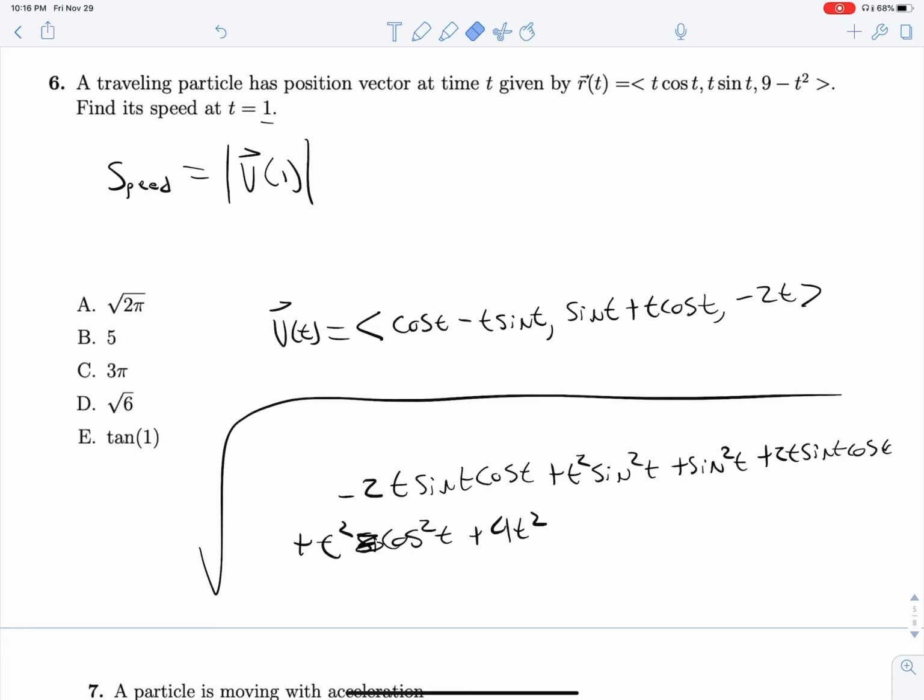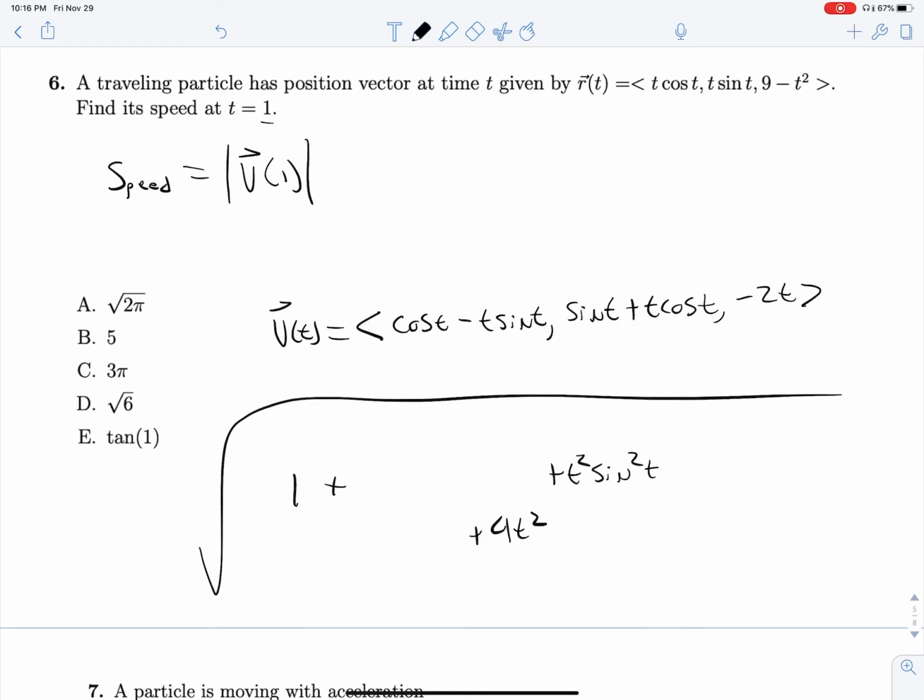We have a cosine squared t and a sine squared t. That's just going to change to 1. We have a minus 2t sine t cosine t and a plus 2 sine t cosine t. And then over here, I'll rearrange this to make this a little more legible. We have a t squared cosine squared t plus t squared sine squared t. We can factor out a t squared from that. We will see that we are left with a t squared, which we can add to our 4t squared, and this whole thing simplifies down to 5t squared.